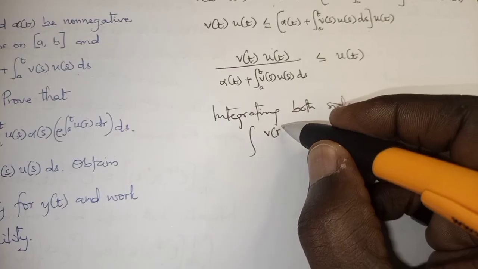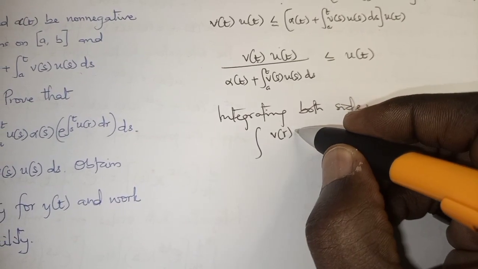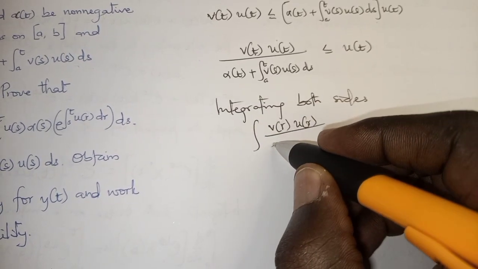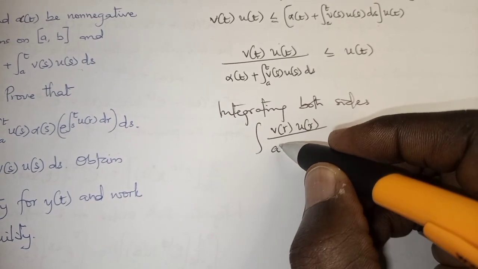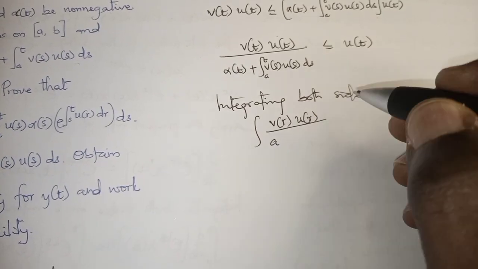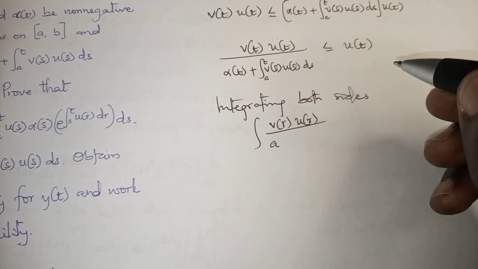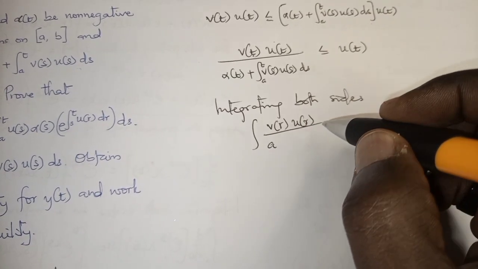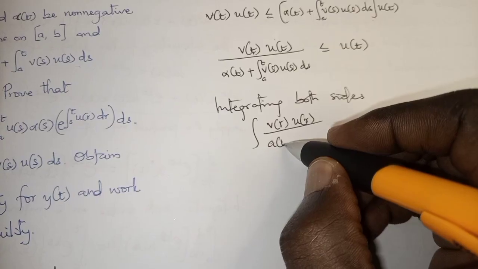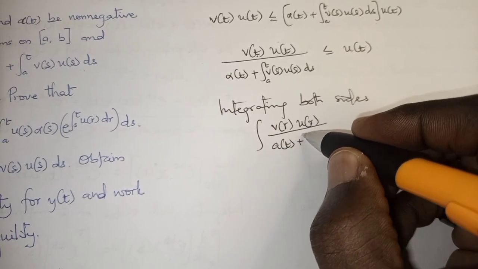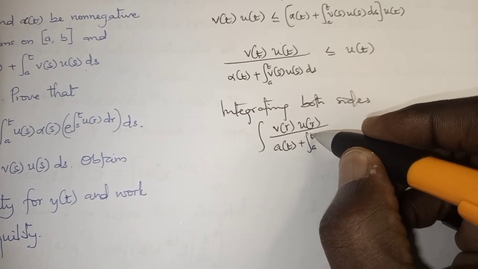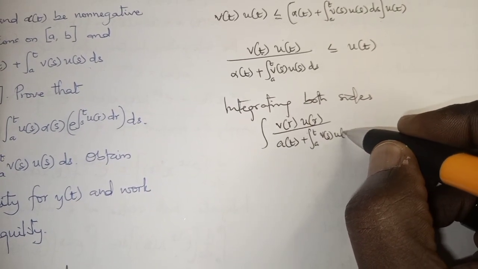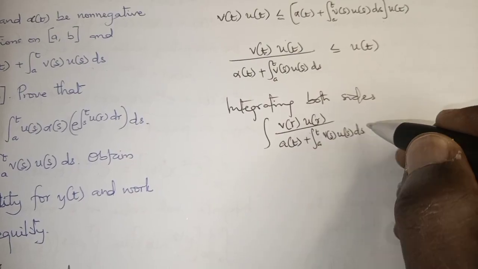So we have v of u of r on a of t plus at v of s u of s ds.